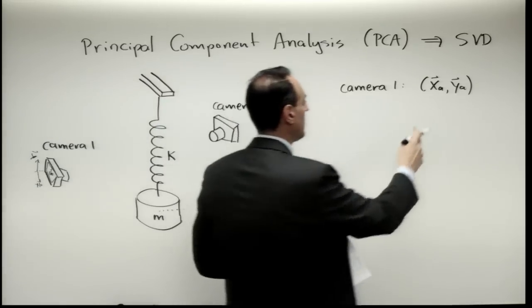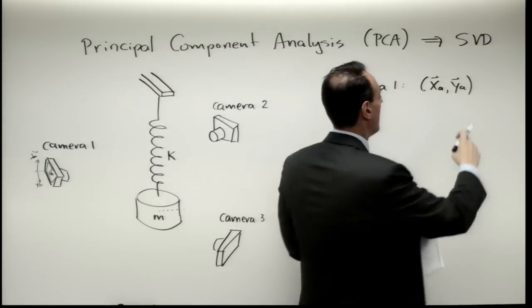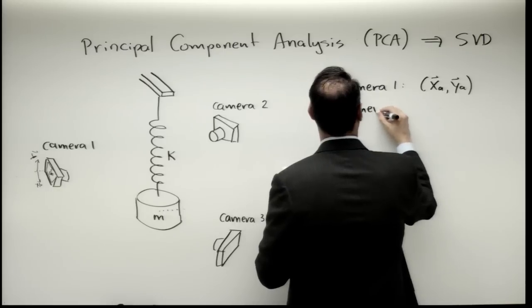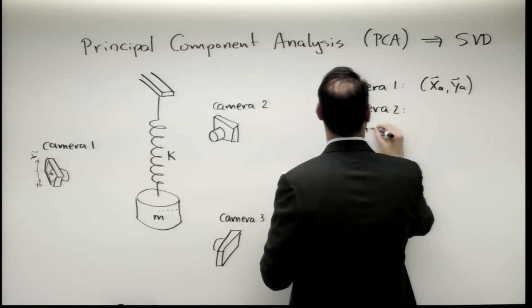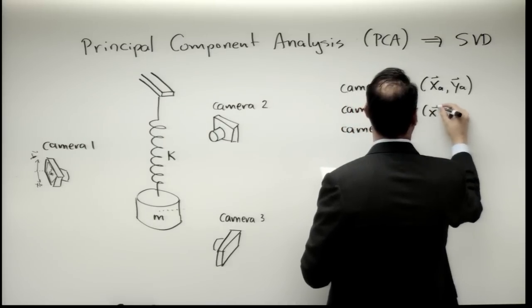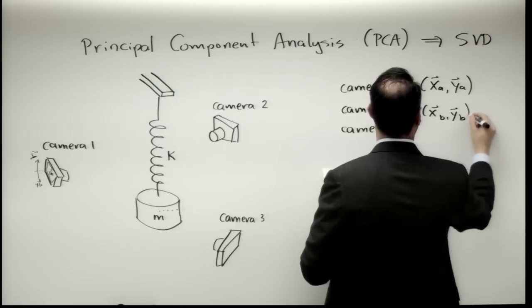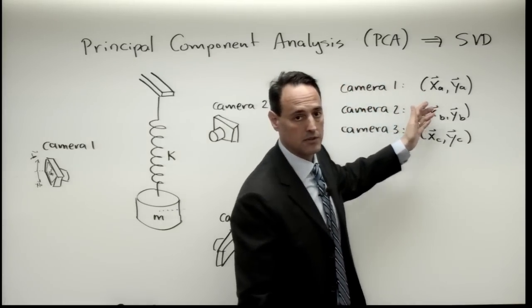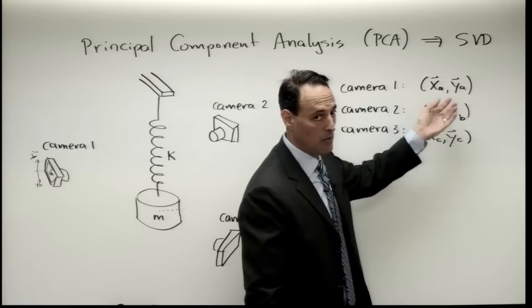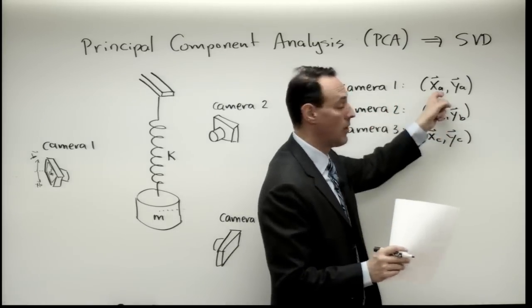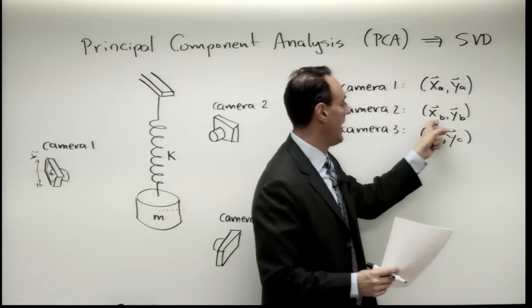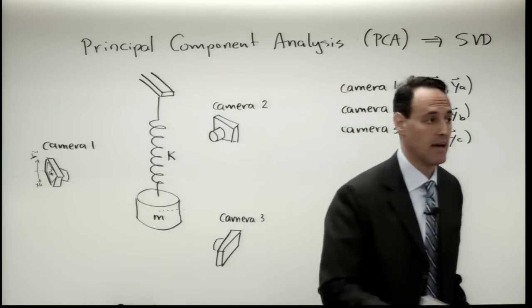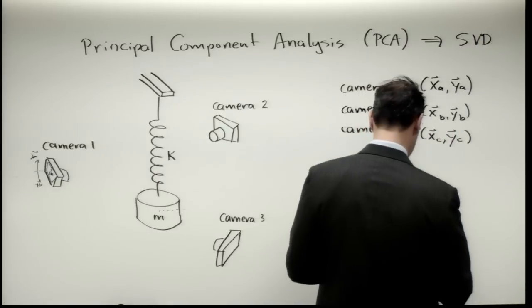And I collect them. So here's the x location in the reference frame of the camera, the y location in the reference frame of the camera. And I can do the same thing for camera 2 and camera 3. So it's three sets of recordings: the XA, YA pair, which is the x and y position in the camera frame of where this mass is; the XB, YB, which are the mass in the frame of reference of camera 2; and XC, YC, the mass in the reference frame of camera 3. Okay? So this is all my data.